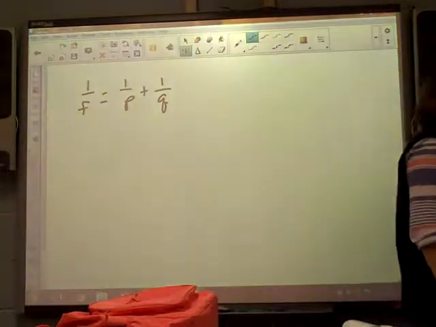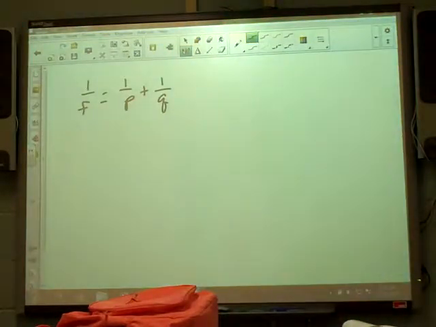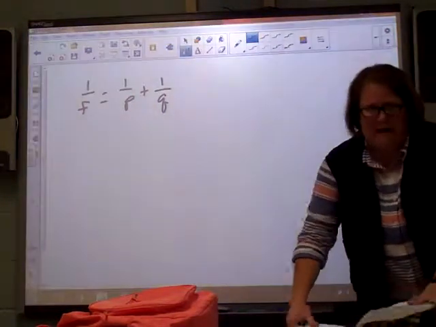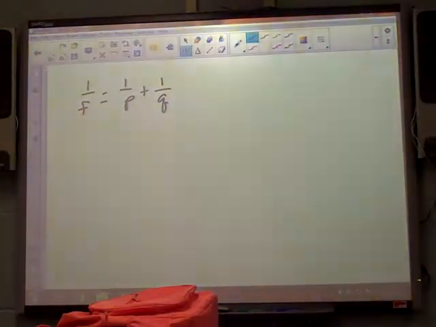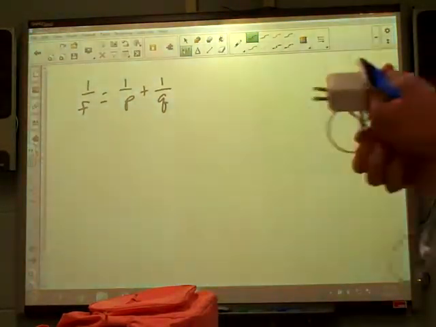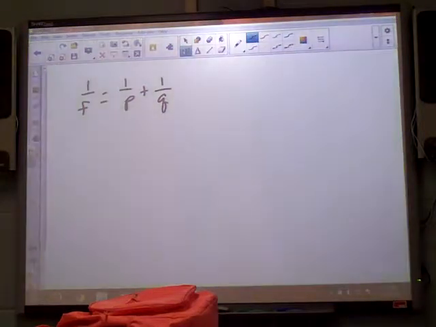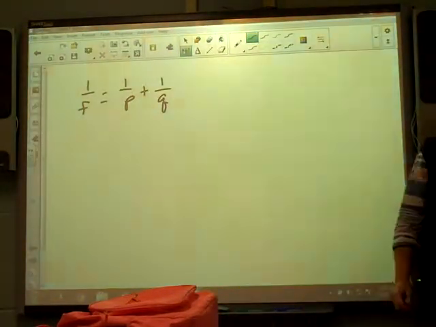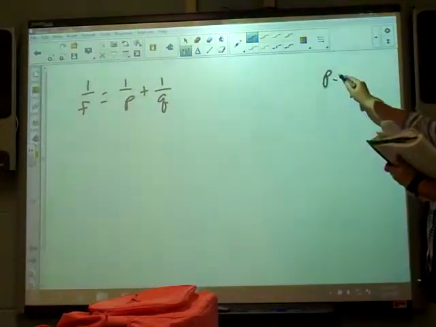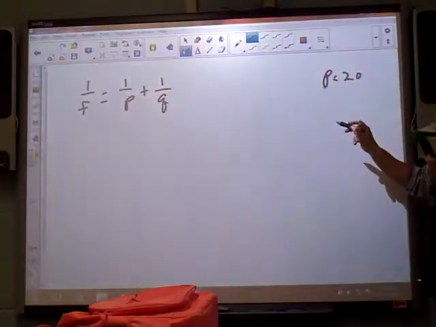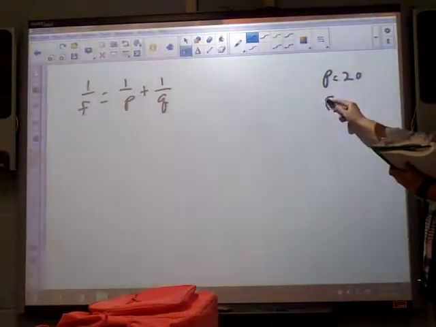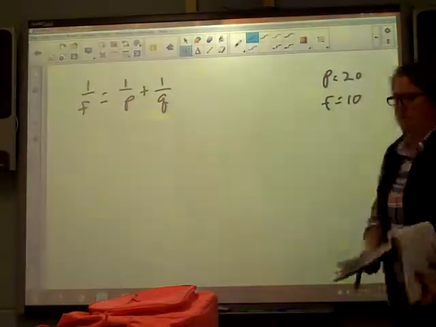Alright, we've got, shh, be quiet. We got 1 over F equals 1 over P plus 1 over Q. Well, hey, you're about to get on my nerves. What we've got here, it says in physics, the focal length F of the lens is given by that formula. P is the distance from the object to the lens. Q is the distance from the lens to the image. Okay? We're going to solve for Q when our P is 20 centimeters and our F is 10 centimeters.